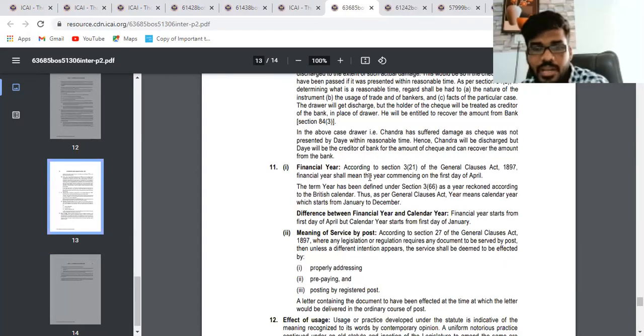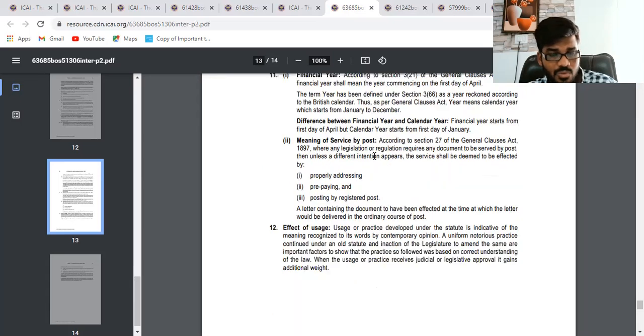According to Section 3 clause 21 of the General Clauses Act, financial year means the year commencing from the first day of April. The term year has been defined under Section 3, clause 66, according to the British calendar. As per the General Clauses Act, year means calendar year and runs from January to December. If you know the section number, you should mention it. Otherwise, write as per the provisions of the General Clauses Act. The difference: financial year starts from 1st April, but calendar year starts from 1st January.